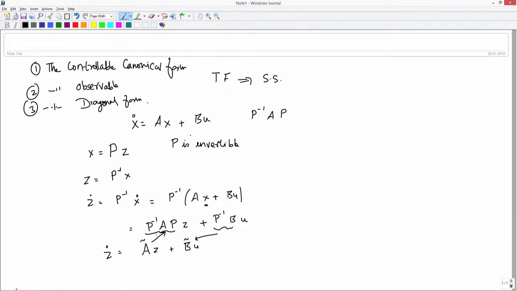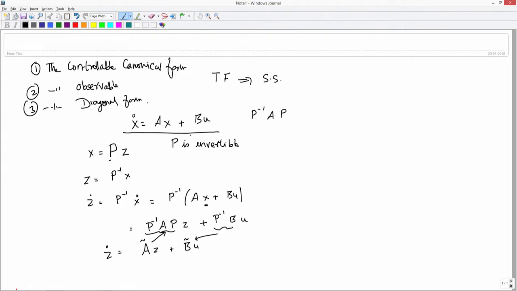The invertibility is needed because we can then always go back from x to z and z to x, and vice versa. So given a system in a certain form, say the observable form, I could go to the controllable form via some transformation P. What this transformation is, and which kind of P to use to get from a standard form to a controllable form, or to an observable form, and so on, we will see a little later.